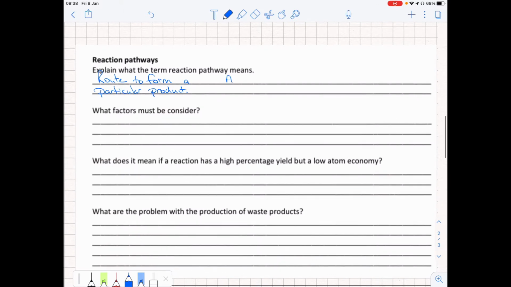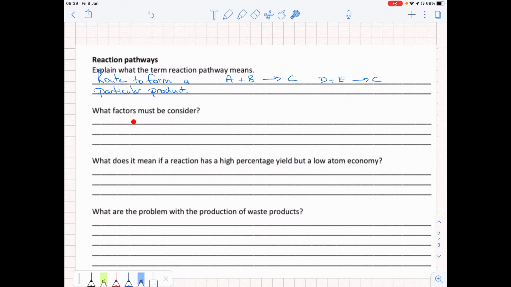So we could have chemical A and chemical B reacting together to make chemical C. But it could also be possible to take two completely different chemicals, for example, chemical D and chemical E, and also get those to make chemical C. One of these routes could be better for the reasons we're going to look at in a second, and therefore that route would be chosen as a way of making chemical C.